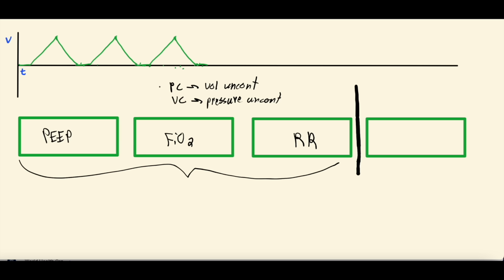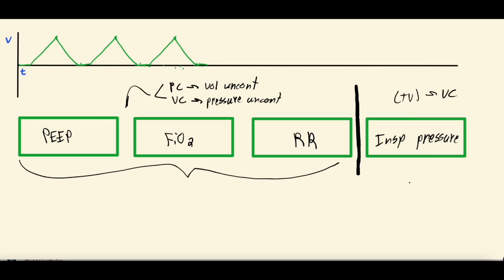But in both of these modes of ventilation, these 3 settings are the same: the PEEP, the FiO2, and the respiratory rate. The setting that is different between the 2 is the 4th. And in pressure control, you're setting the inspiratory pressure, whereas in volume control, you're setting the tidal volume, or the cc's of air that is being pushed into the lungs with each breath. So this is volume control. In pressure control, you're setting the inspiratory pressure.